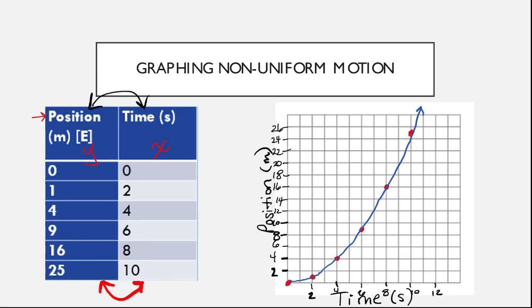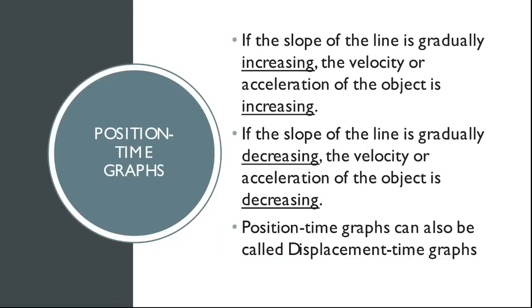And that is what a position time graph looks like if we have non-uniform motion, if something is accelerating. This is something that's speeding up. The question is, how do I know it's speeding up? Well, if the slope of the line is gradually increasing, then the velocity is increasing.